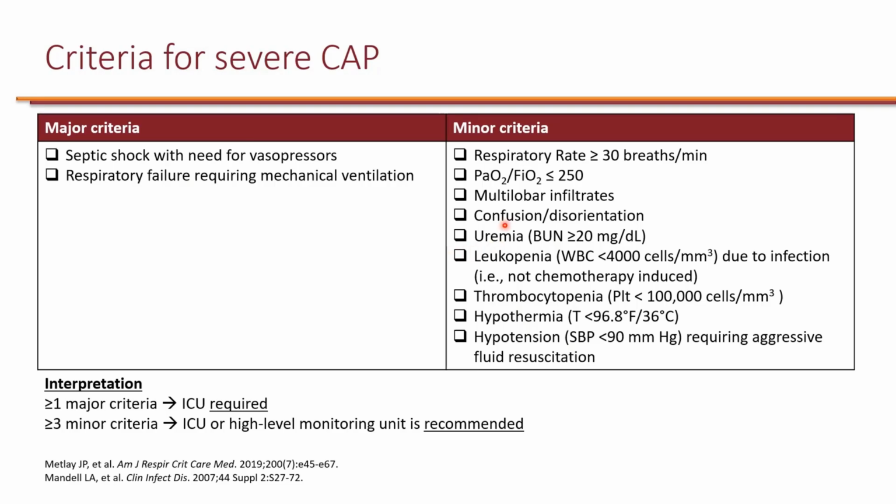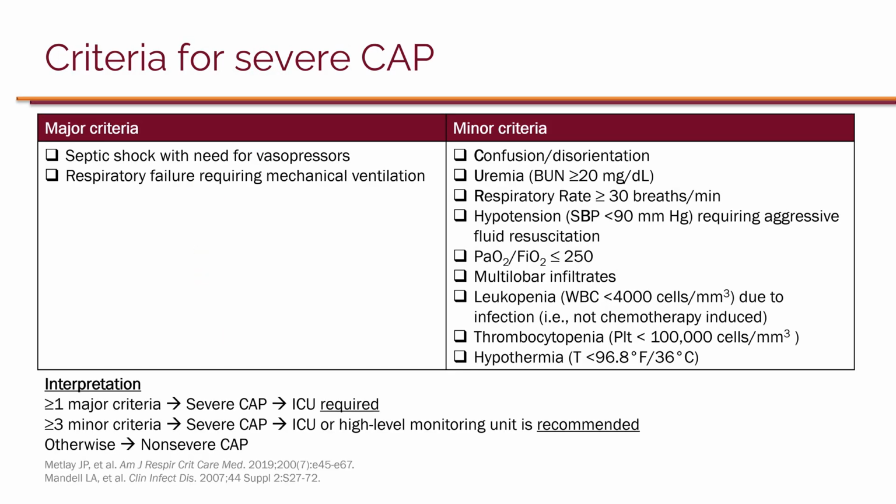Now, if someone has 3 or more minor criteria, they will also be classified as severe pneumonia. However, depending on the minor criteria, the patient may not necessarily need to be admitted to the ICU. But the reason I am mentioning these criteria for determining what's severe CAP and what's non-severe CAP is that the treatment actually depends on it. The treatment for severe CAP might be slightly different than the treatment for non-severe CAP. If someone does not meet these criteria, they will be considered non-severe.